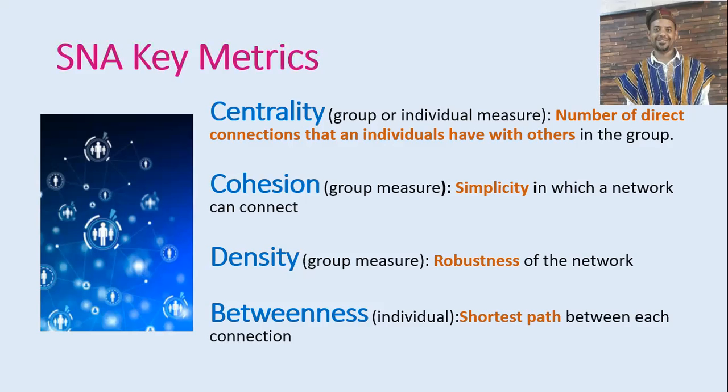Cohesion refers to the ease with which people in a community can connect or communicate with each other. The third one is density, which is the robustness of the network or connection. And the last one is betweenness, which is the shortest path between each connection without complication.